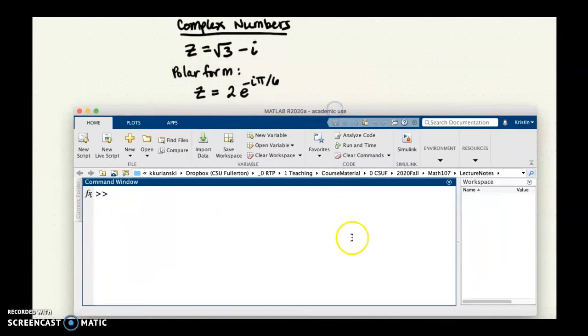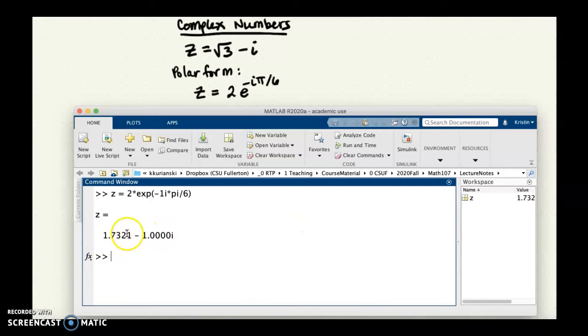So here's MATLAB, and let's say you had z equals 2 times exp, so remember this is e to the, and you put the power inside the parentheses. So minus i times pi over 6. MATLAB will recognize i by itself as the imaginary number i. I usually put a 1i just to be super clear that I'm not using a variable, or if I accidentally define a variable called i, I don't mess anything up with complex numbers. So there's our complex number.